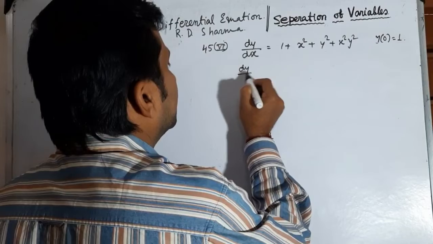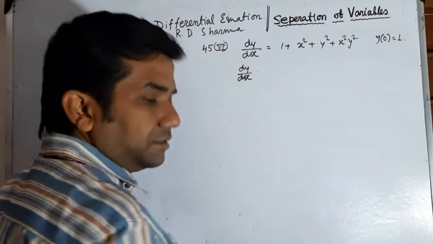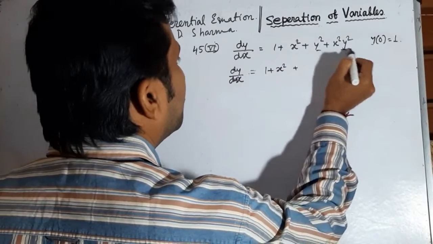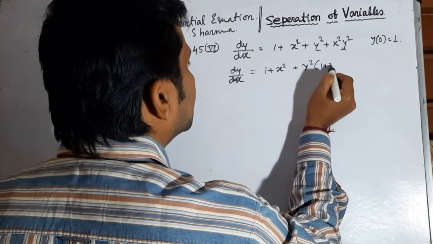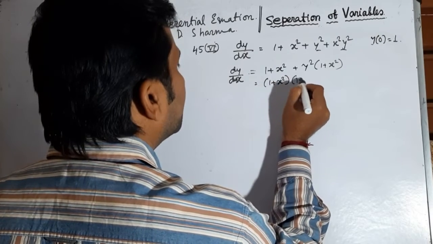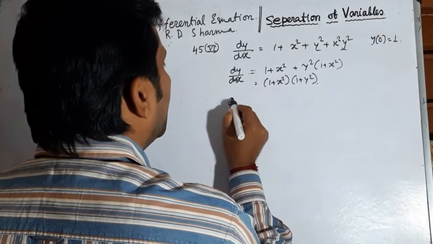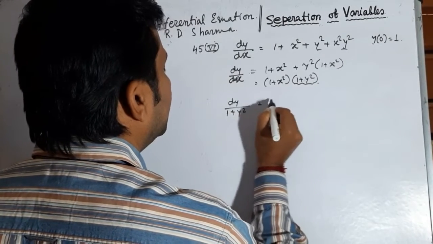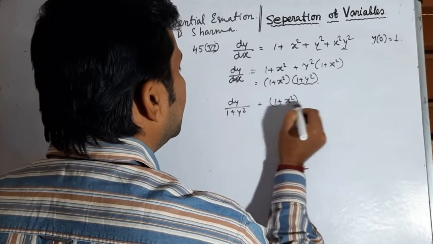dy by dx is equal to 1 plus x square, and taking y square common you get 1 plus x square into 1 plus y square. Then dy by 1 plus y square is equal to 1 plus x square into dx.